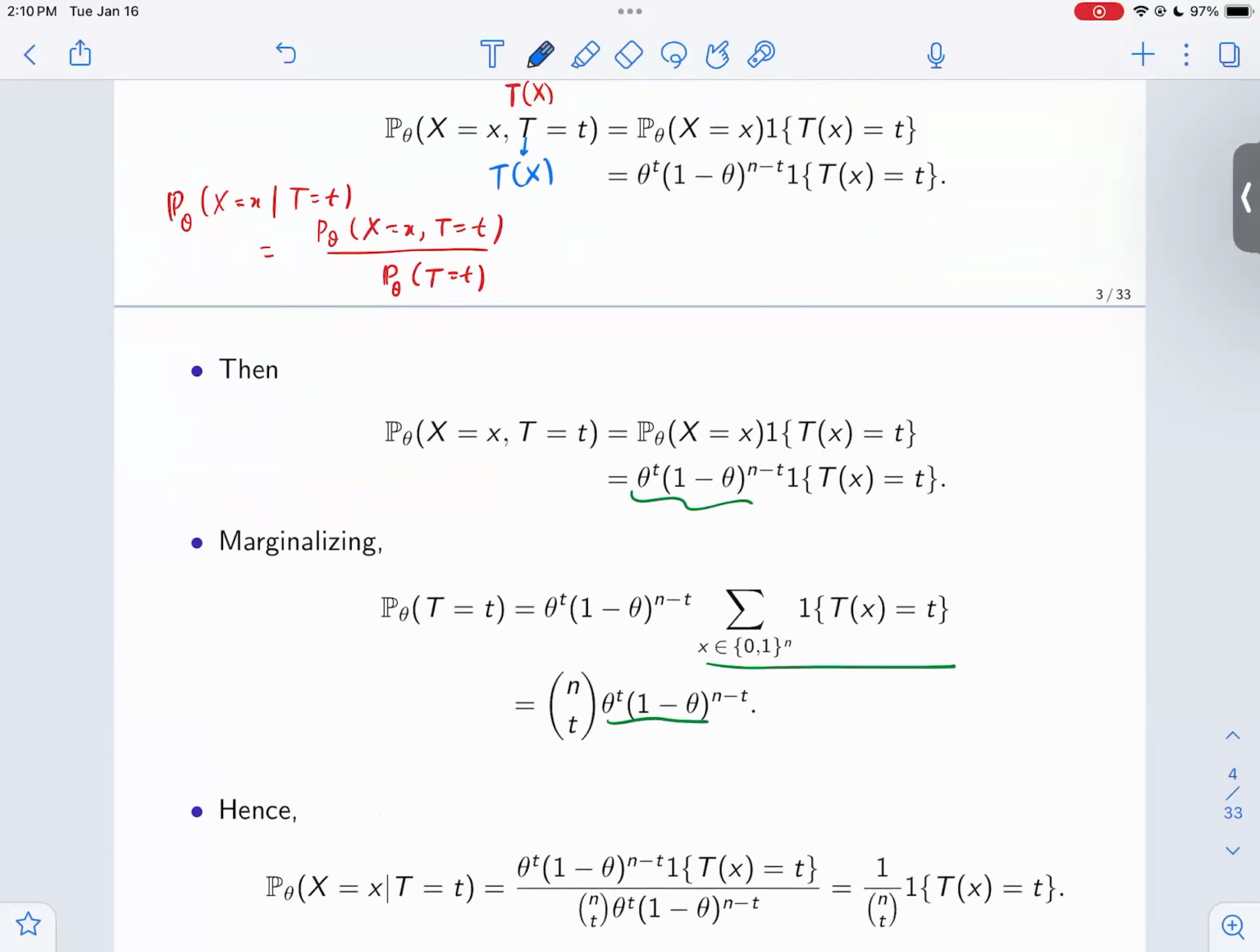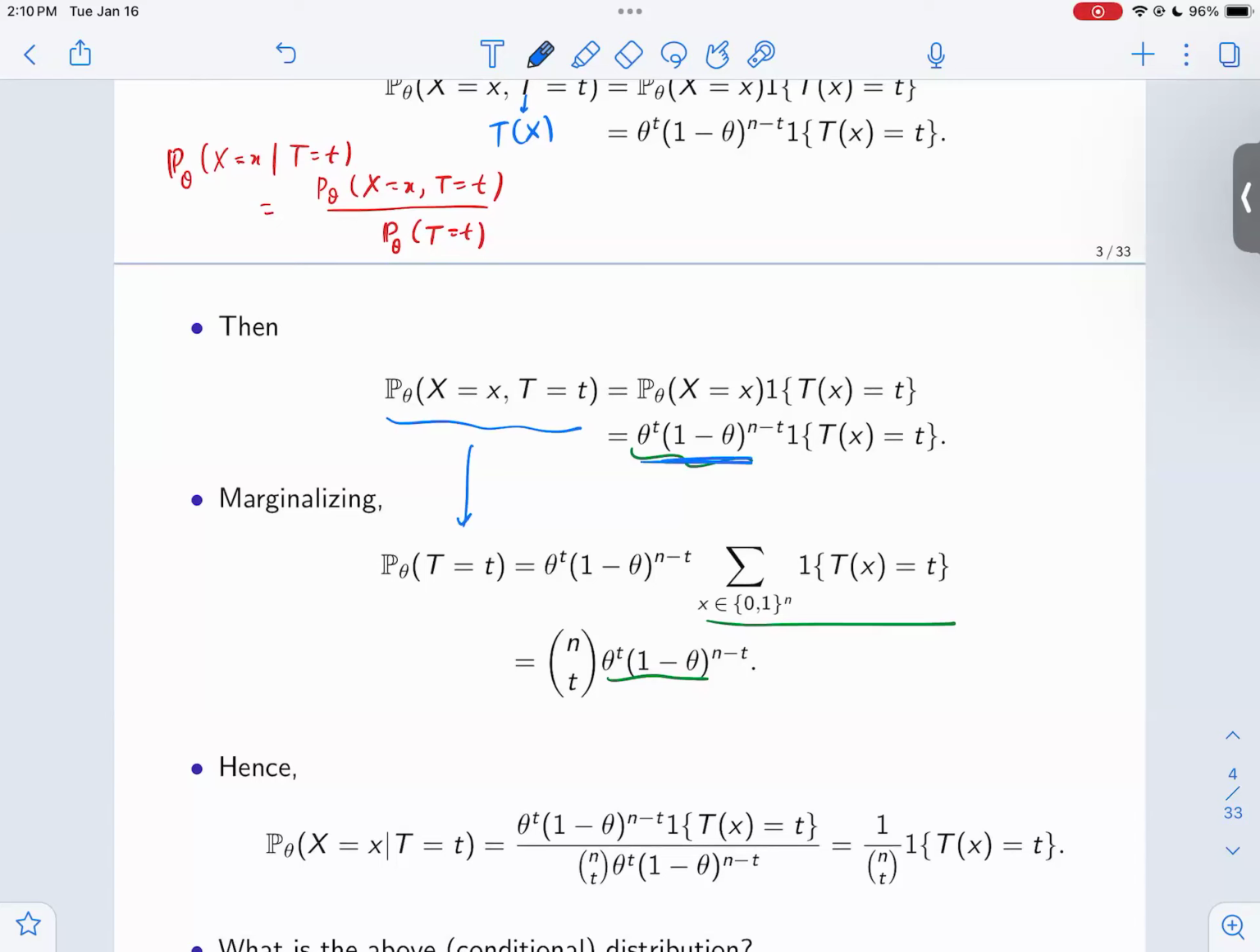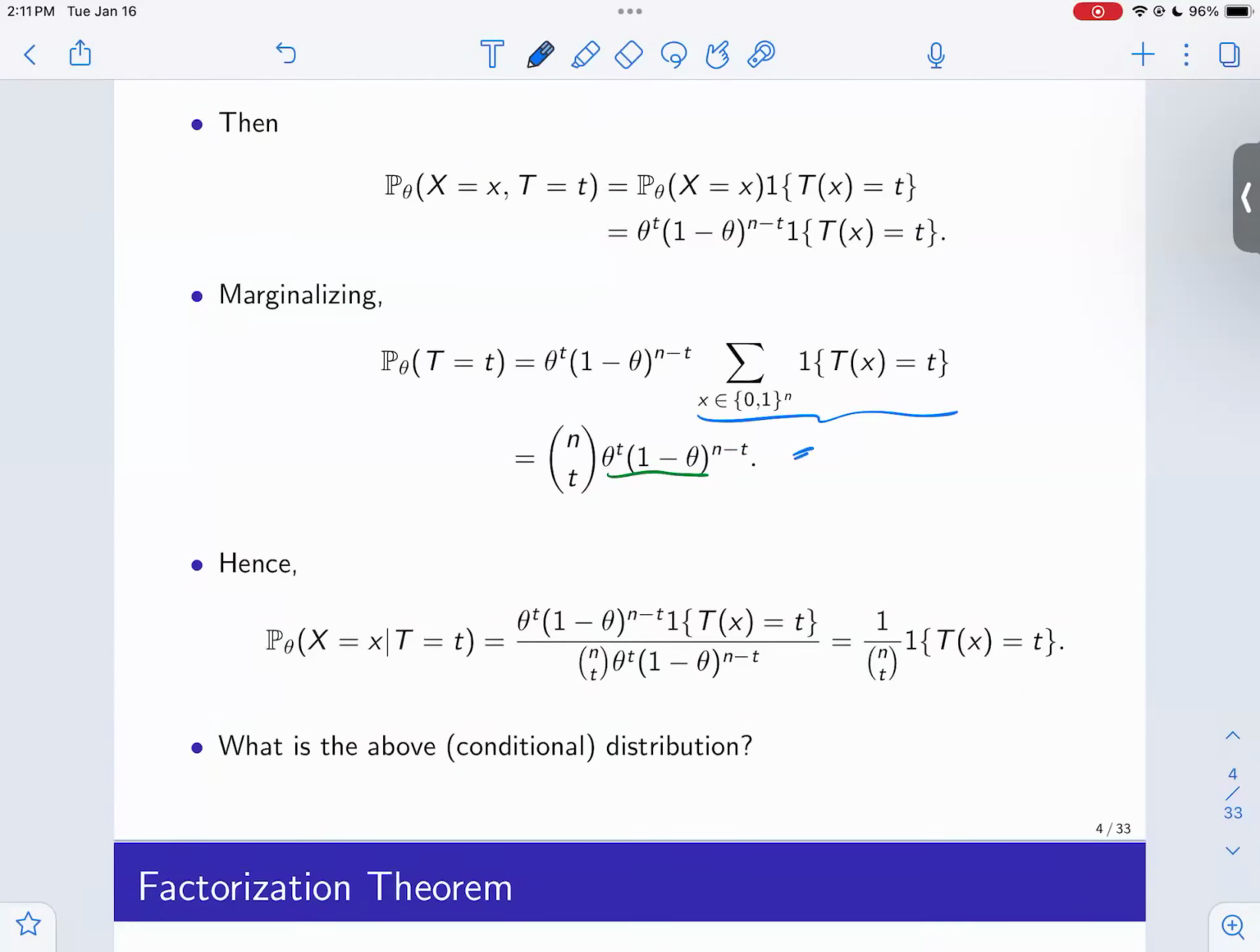I hope everyone knows that this is obvious, that in order to get this, I have the joint, I marginalize x, sum over x. X varies over all of the binary sequences of length n, and this sum passes through this part because this doesn't depend on x. So you're effectively just summing over this part. And when you sum over this part, if you think a little bit about it, this is just the number of binary sequences, or 0, 1 sequences, of length n with t 1s. It's a very classical counting problem.